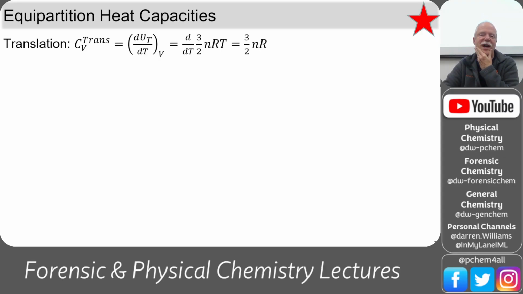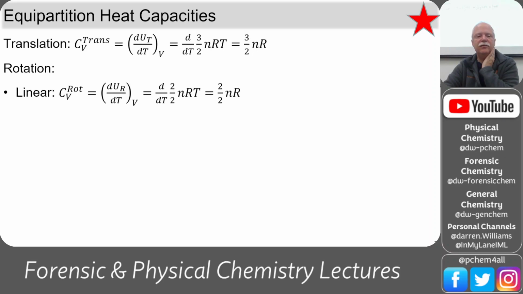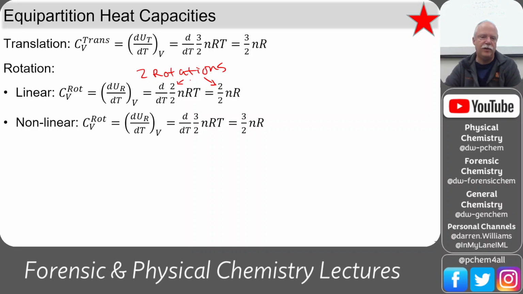So let's look at the heat capacities. These are your simple derivatives, right? You're going to take the derivative of U with respect to temperature. And so for translational motion, we have 3/2 nR. For rotational motion, for a linear molecule, it's 2/2 nR, because we only have 2 rotational degrees of freedom, in both the energy and in the heat capacity. Okay. For a nonlinear molecule, we have 3 rotations.